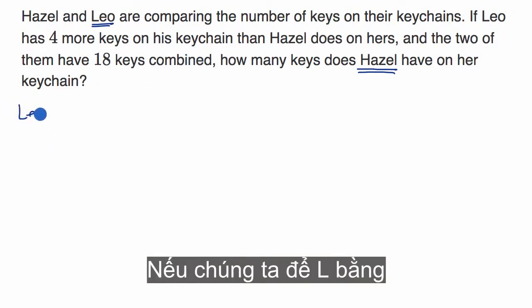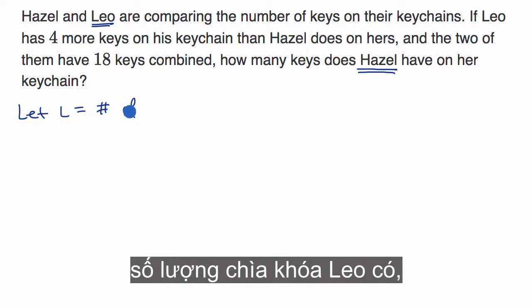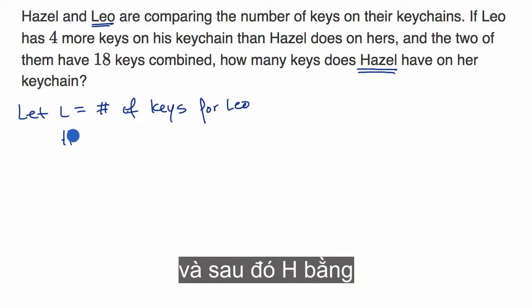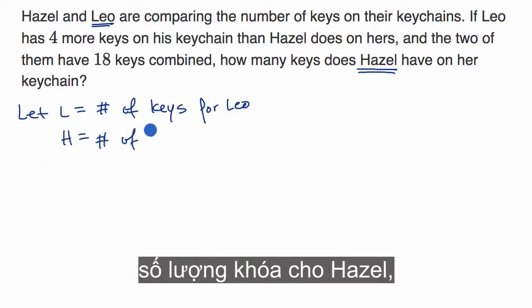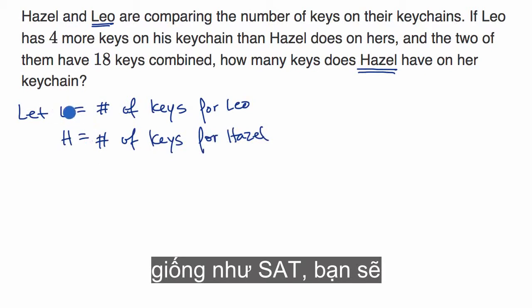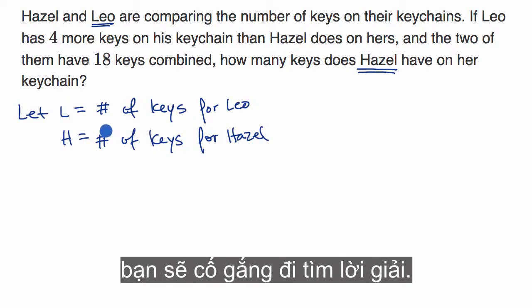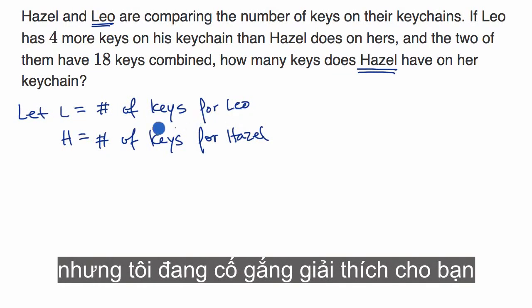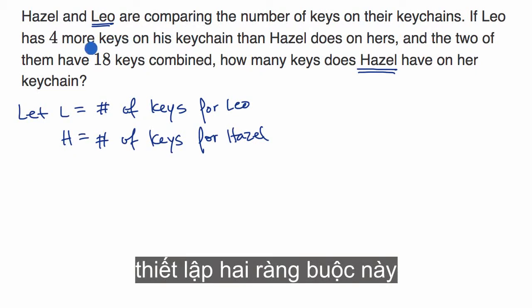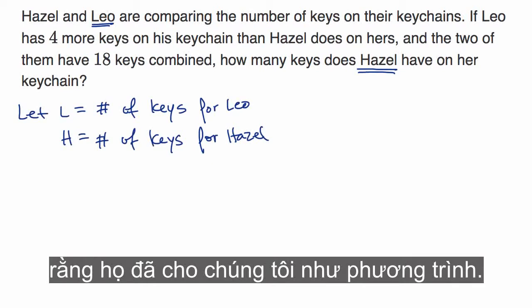If we let L be equal to the number of keys Leo has, I'll just say L for Leo, and then H equal to the number of keys for Hazel. And obviously, if you were doing this on a test like the SAT, you wouldn't have to write all of this out. You would be trying to get to the solution, but I'm trying to explain it out for you, so I will do that. And so let's see how we can set up these two constraints that they gave us as equations.